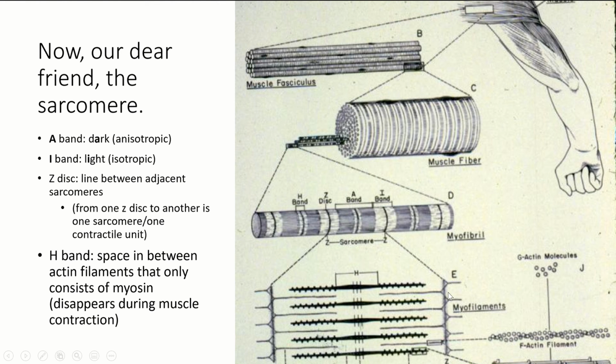And as you can imagine, if I'm moving this actin in towards the middle, because the myosin and actin are grabbing each other and pulling each other in, this H band is going to get smaller and smaller because these molecules are moving closer and closer together. So as the muscle stretches, the H band gets wider. As the muscle contracts, the H band gets smaller. Okay, and that's about all you need to know about that. So it's this little break in the A band where there's no actin, just myosin.